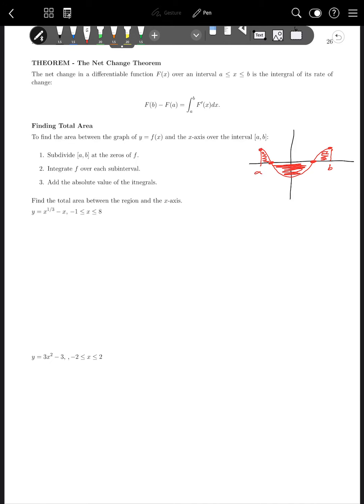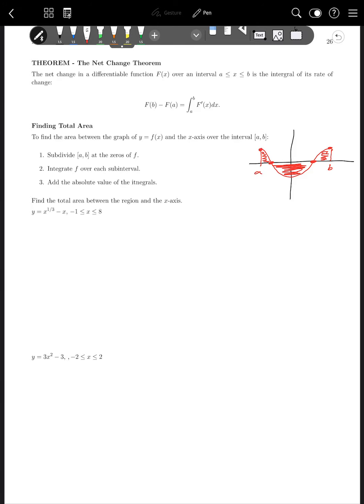So to find the area between the graph of y equals f of x and the x-axis over the interval a, b, subdivide a, b at the zeros of f. Integrate f over each subinterval. Add the absolute value of the integrals. Okay?